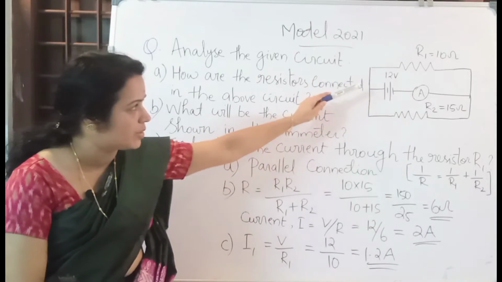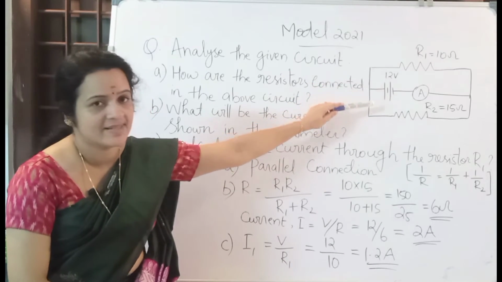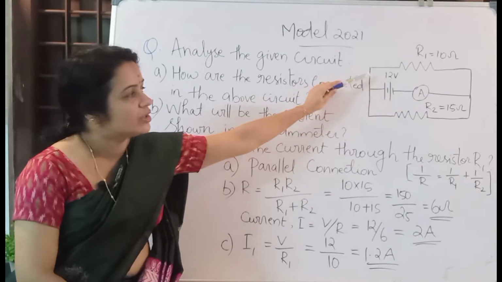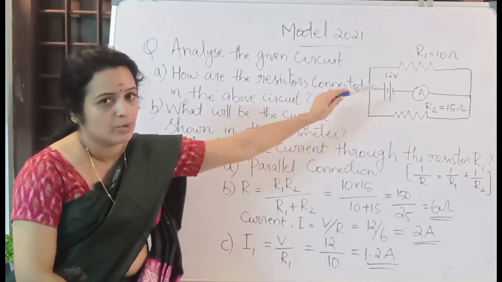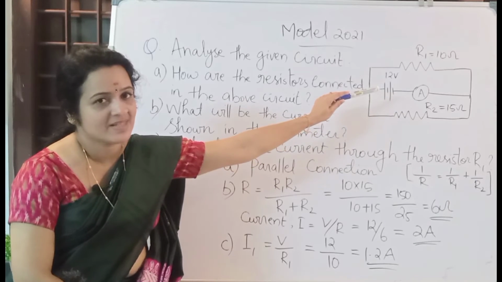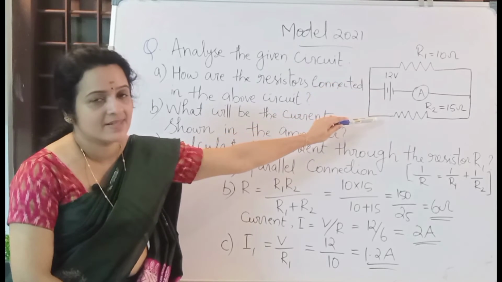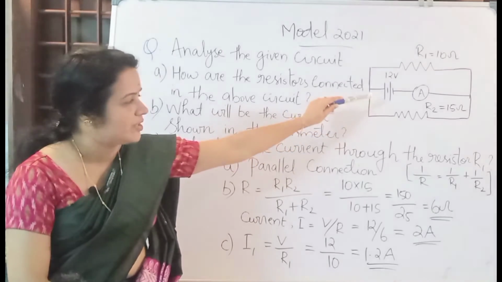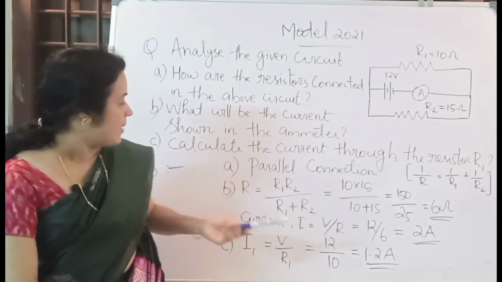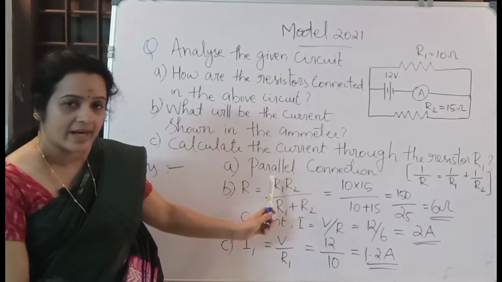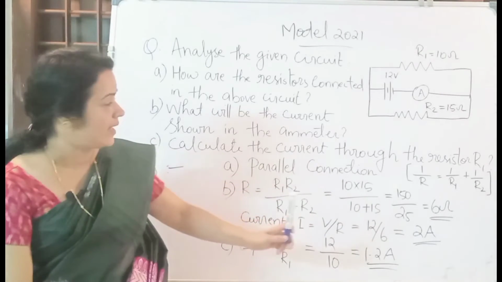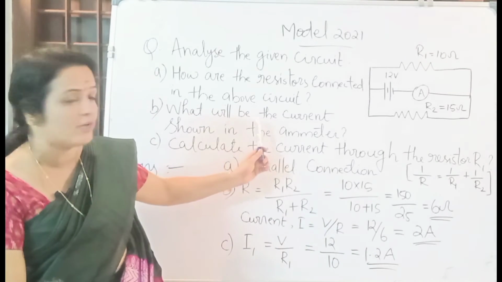So look at the circuit diagram and what we can understand from this. Here R1 and R2, both the ends are connected together on both sides. So which type of connection is this? Yes, that is a parallel connection. Right. So the first answer is parallel combination or parallel connection. For this we are getting 1 mark, and for the second question also we have 1 mark.